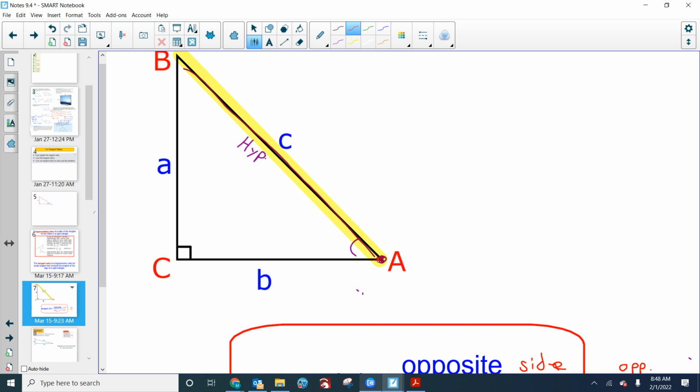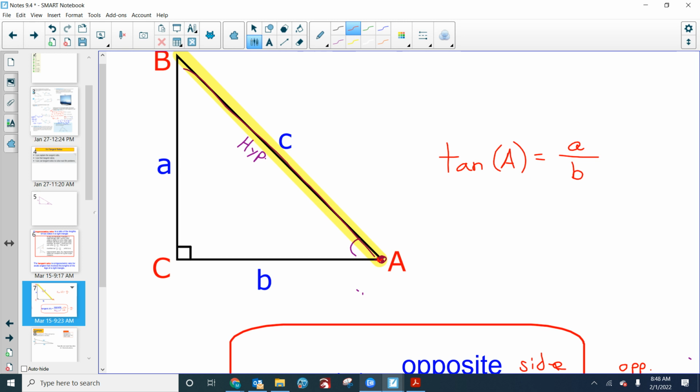We talked about this yesterday. Opposite means across from, not touching. What's the only side not touching angle A? Side A, little a. So the tangent of angle A is little a, side A, over what's the adjacent side to angle A? B. Side B. Again, tangent does not use the hypotenuse. Sine and cosine will. We're not doing that today. We're doing tangent.